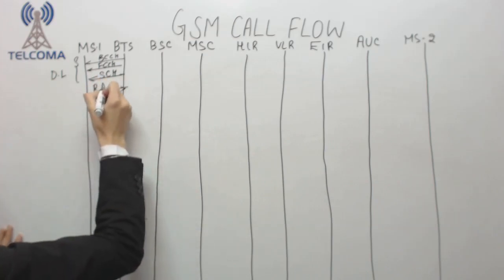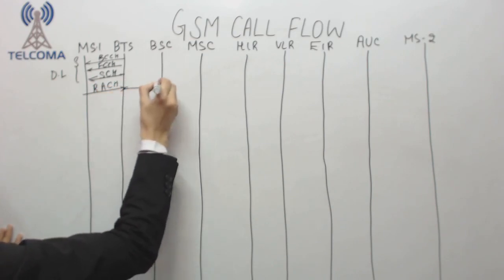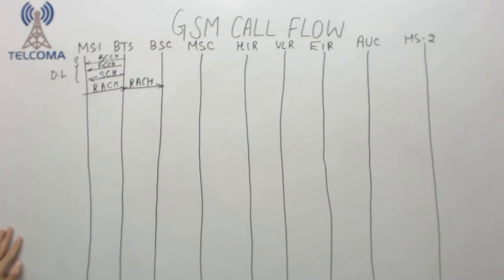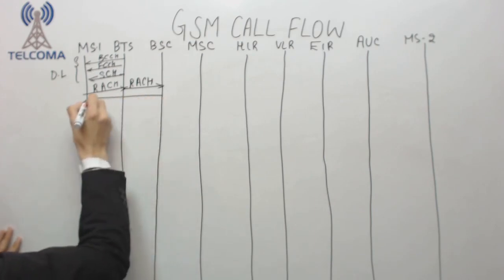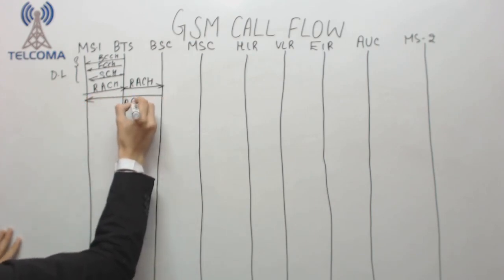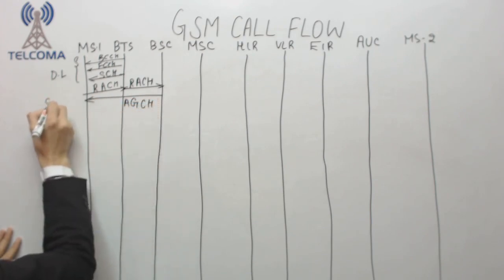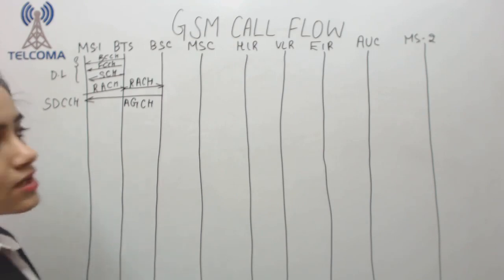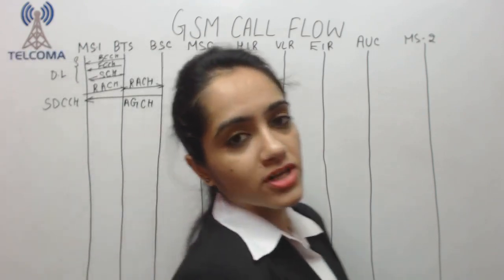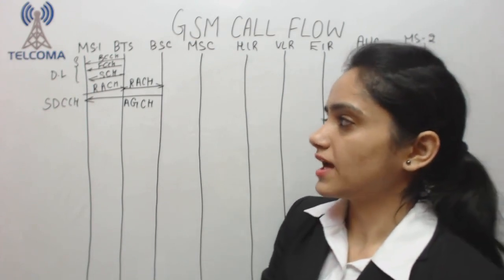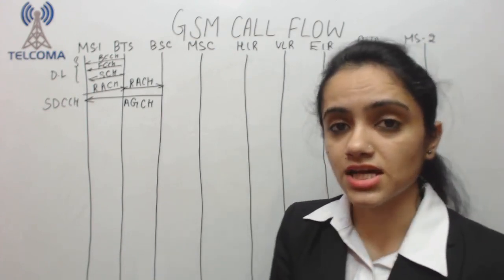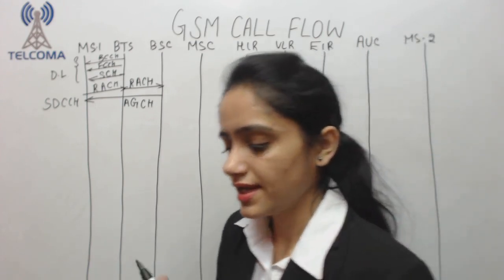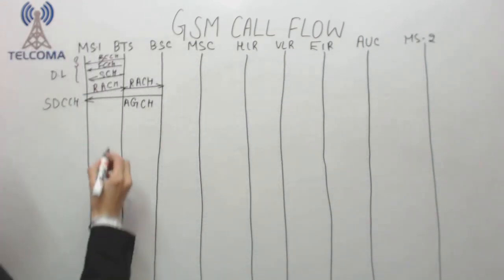Now we want to call, that means we want to access the network. So we have the RACH channel. This RACH request is forwarded to the BSC, saying that this mobile station wants to use the network. In response, it will give me an access grant channel. That means I have a dedicated channel with the name SDCCH. So now we are performing the function of signaling. SDCCH is the main channel for the signaling process, and it has to carry each and every piece of information.